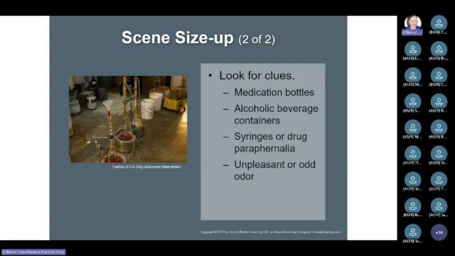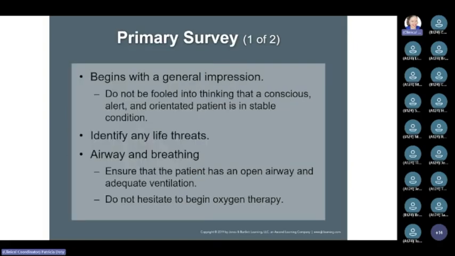Oh, is there a paint can there? Is there something spilled? Is there alcoholic beverages? Are there syringes? Is there a nasty odor? What is going on? Our primary survey is going to begin with our general impression.